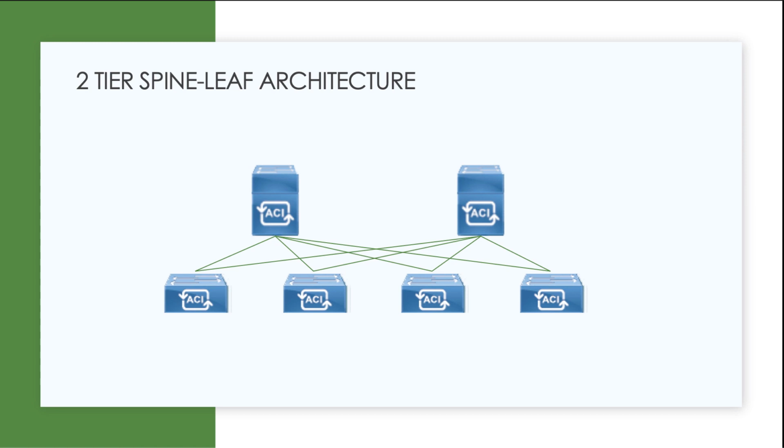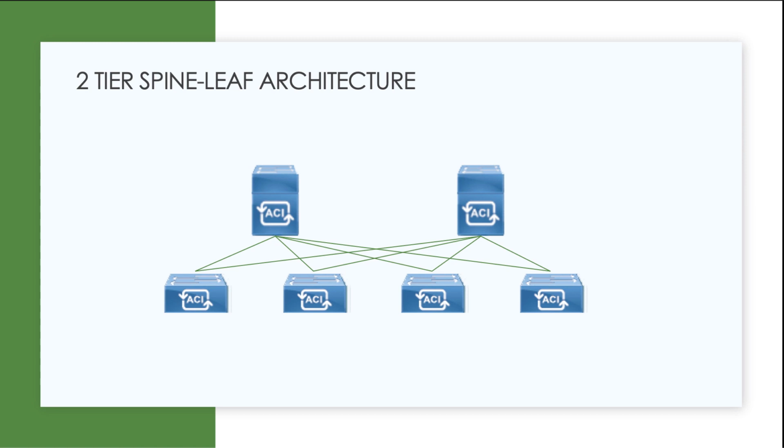Notice the connectivity. Each leaf connects to every spine device, and that's how the connectivity works. It's that simple. So you have a full mesh between the leaves and the spines. That's it. And there's a couple of things about this that work out wonderfully.